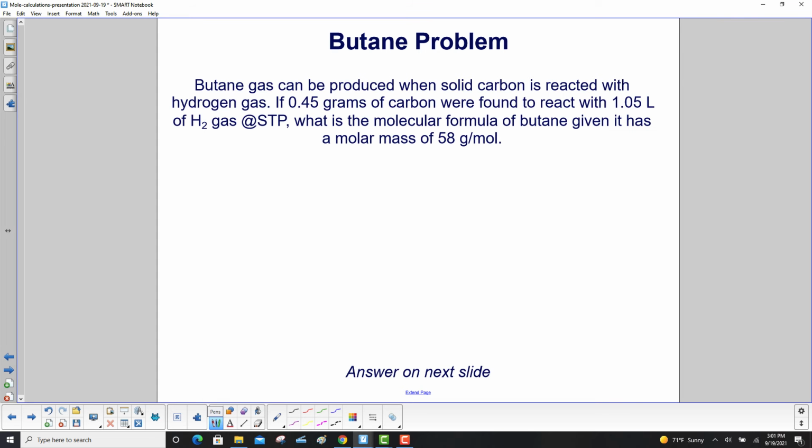Butane gas can be produced when solid carbon is reacted with hydrogen gas. If 0.45 grams of carbon were found to react with 1.05 liters of hydrogen gas at STP, what is the molecular formula of butane given it has a molar mass of 58 grams per mole?